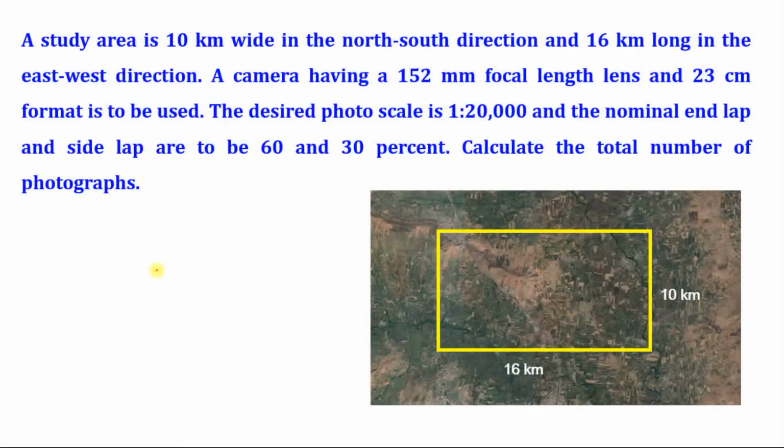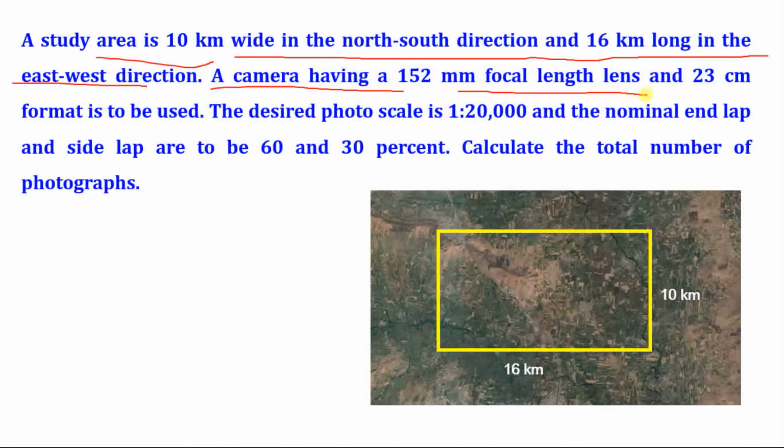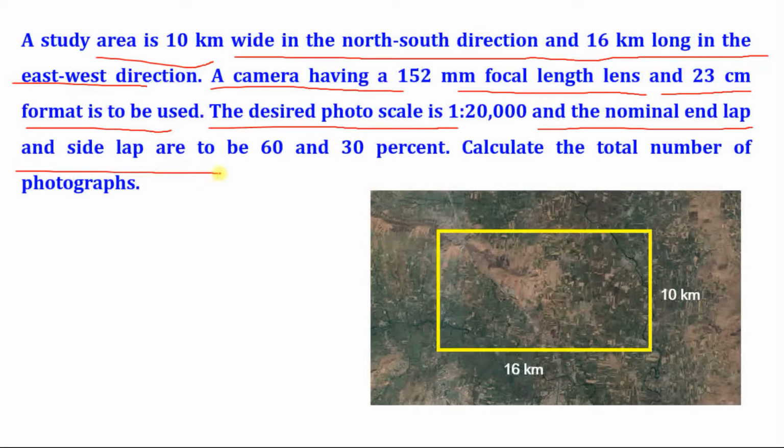For example, a study area is 10 km wide in the north-south direction and 16 km long in the east-west direction. A camera having a 152 mm focal length lens and 23 cm format is to be used. The desired photo scale is 1 to 20,000 and the nominal end lap and side lap are to be 60 and 30%. Calculate the total number of photographs.